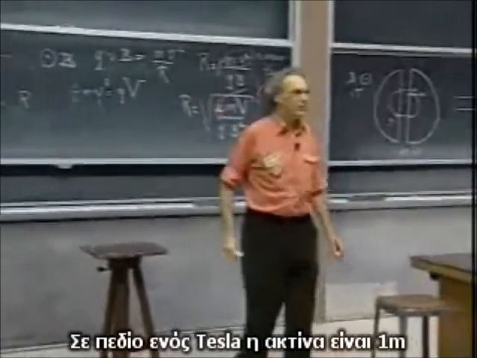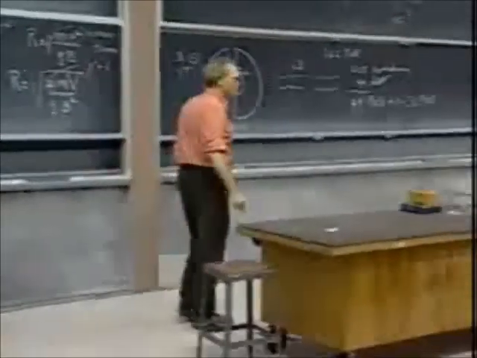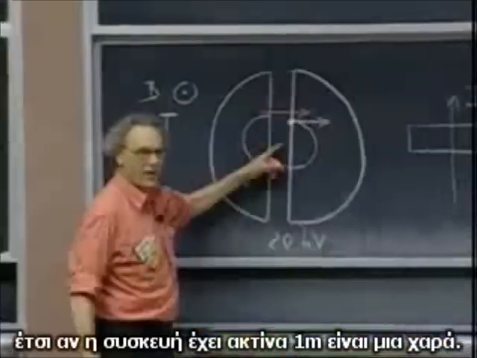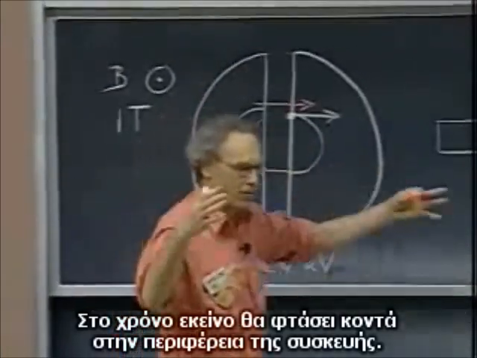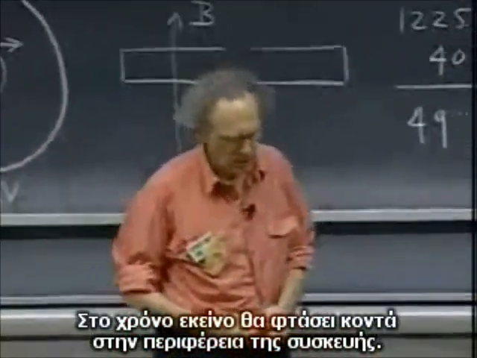In a 1 Tesla field, now the radius is 1 meter. So if this unit had a radius of 1 meter, that would be fine. By that time, it would be all the way near the circumference of this unit.